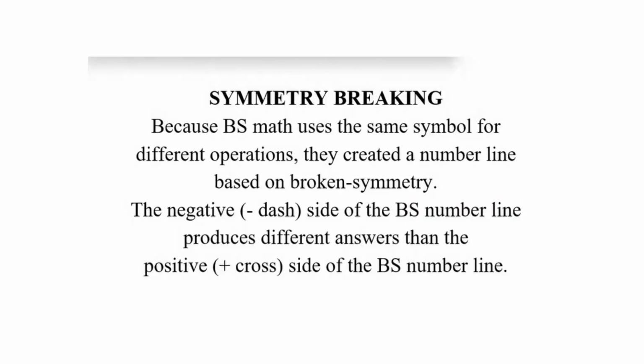Symmetry breaking. Because BS Math uses the same symbol for different operations, they created a number line based on broken symmetry. The negative or dash side of the BS number line produces different answers than the positive or cross side of the BS number line.